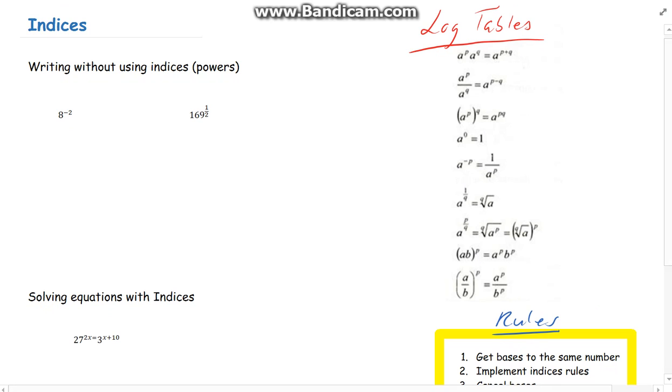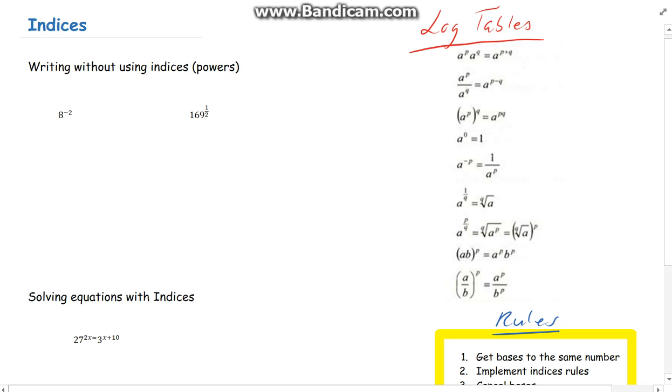Okay, so the first one we look at, 8 to the power of minus 2. Write without using indices means they don't want that power in your answer. If you were to go to your calculator and write 8 to the power of minus 2, you're going to get 1 over 64, which is the correct answer, but if you just write that answer and don't show your work, you're not going to get your marks. You have to show how you got that answer and how you got rid of that indice or power.